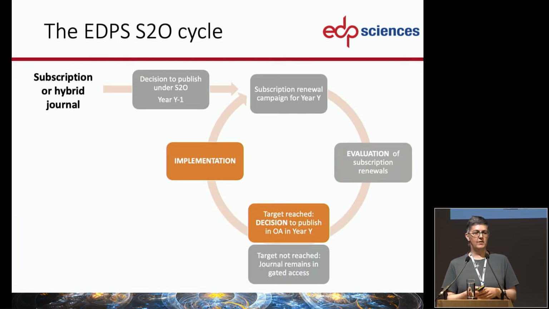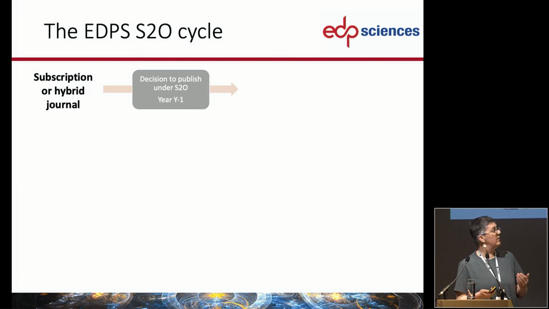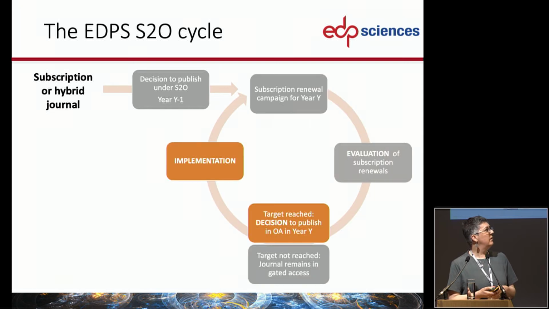So once you've made this decision that a journal will be published under a subscribe to open model, we communicate this decision to libraries, agencies, and so on. We answer all questions that they may have. We prepare communication and so on. And then the subscription renewal campaign goes on, and it enters this subscribe to open cycle, I guess. So at one point, depending on the publisher, but for us it tends to be towards February of the current year, we evaluate the results of the subscription renewal campaign. We evaluate sometimes according to internal targets and so on.